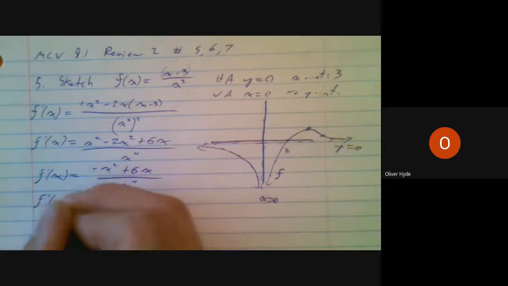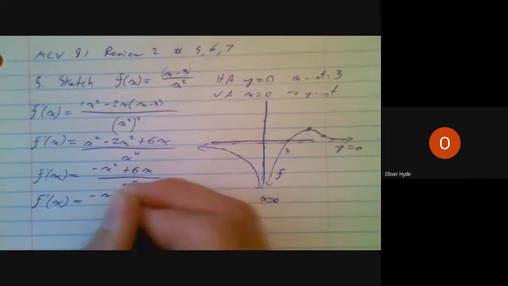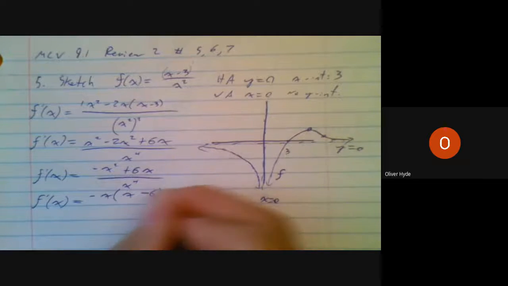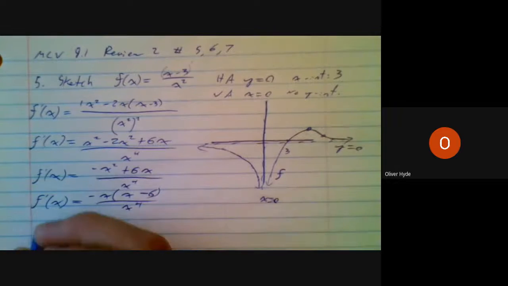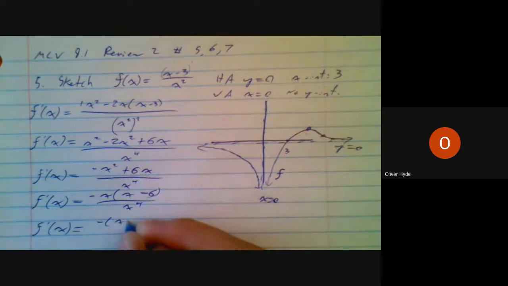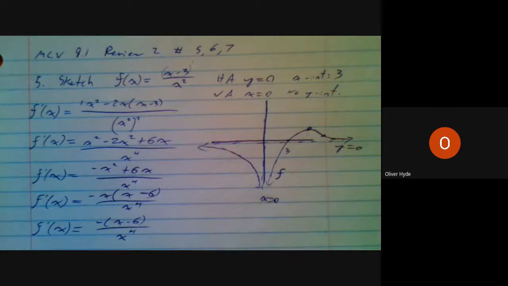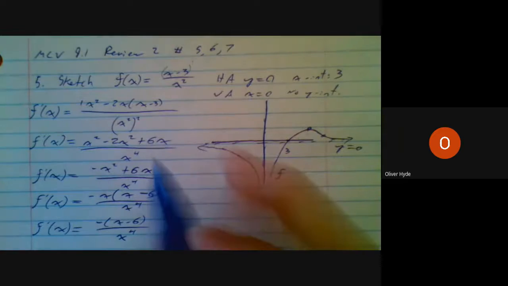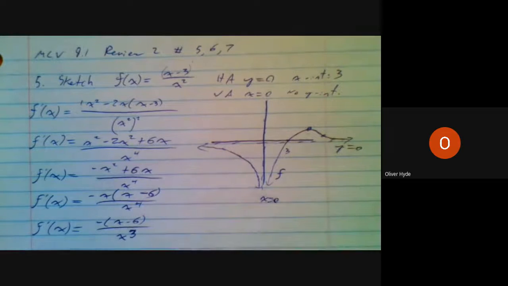How about I remove a factor of negative x minus 6 all over x to the exponent 4, and then I can simplify this other rational function like so. Okay. Oops. Like so. There we go.